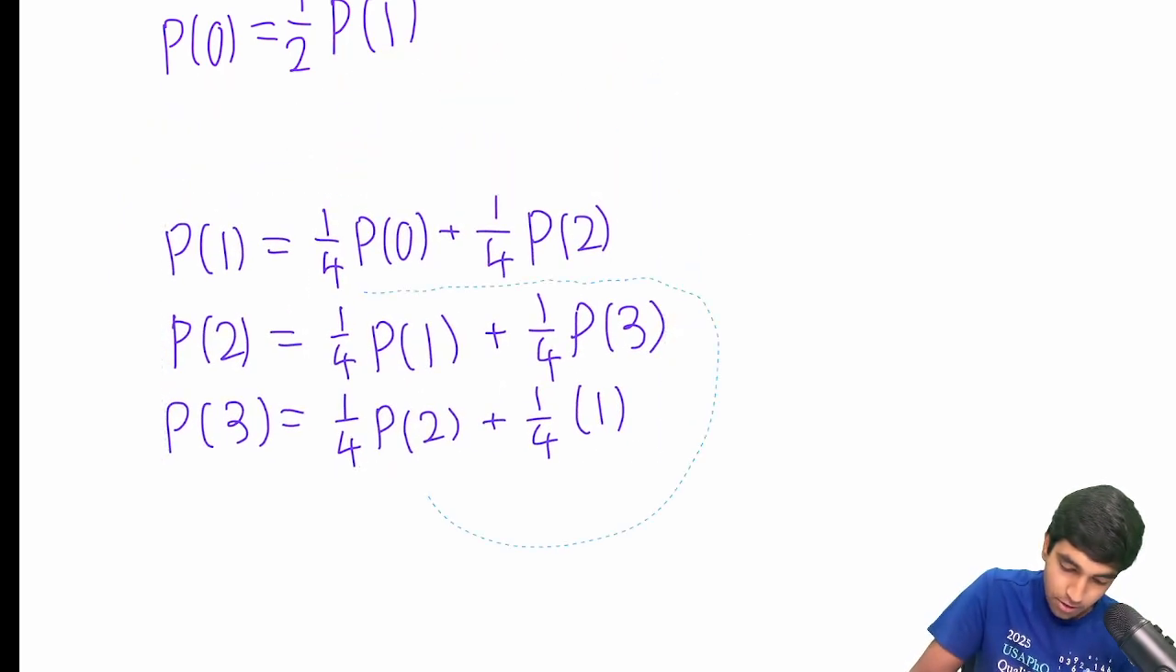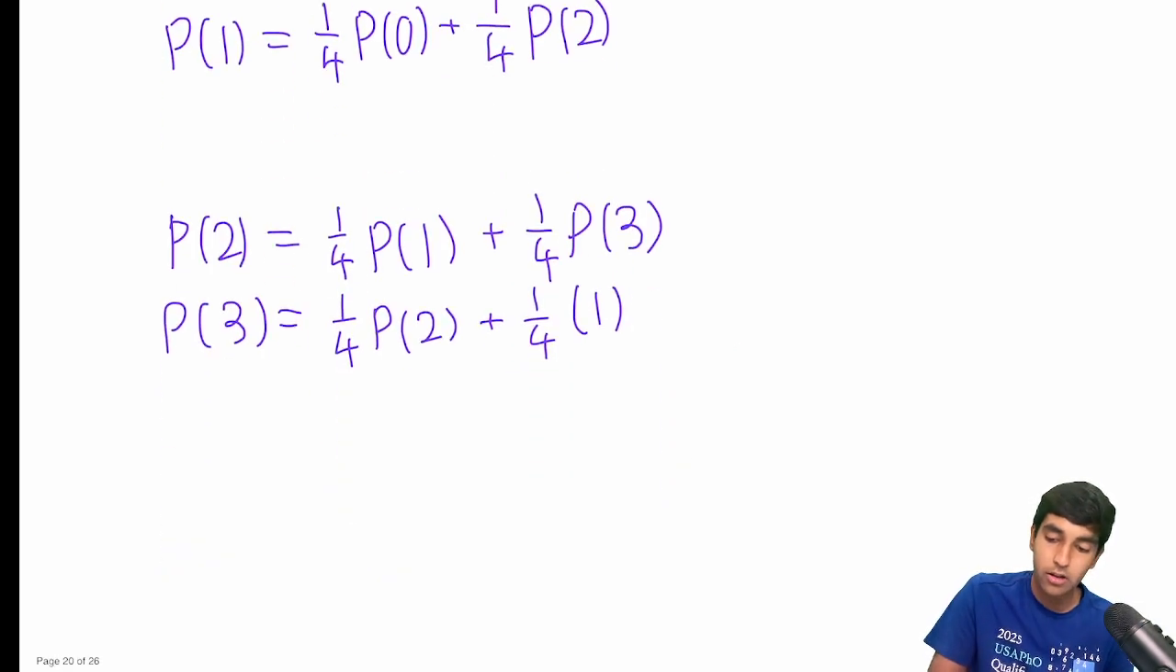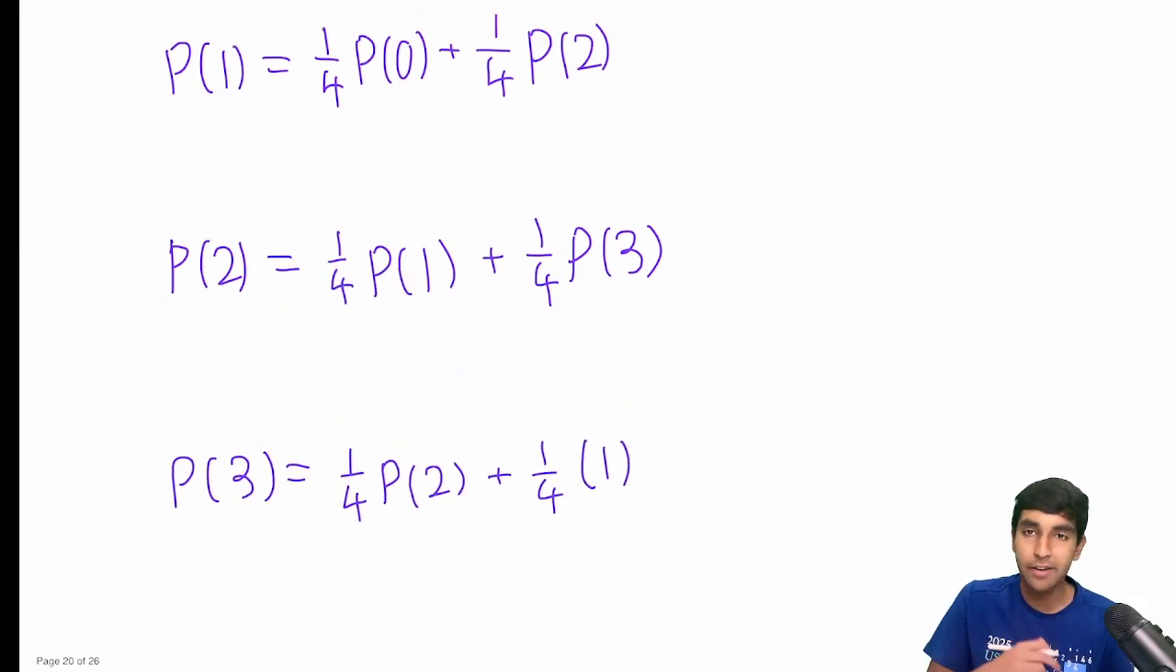So first of all, we're just going to try and solve for every other variable in terms of P of 0, because we really just care about P of 0 itself, right? We want to solve for P of 0. But you can do this another way. If you want, you can solve for, I don't know, P of 3, and then substitute back to P of 0. It's just more work.